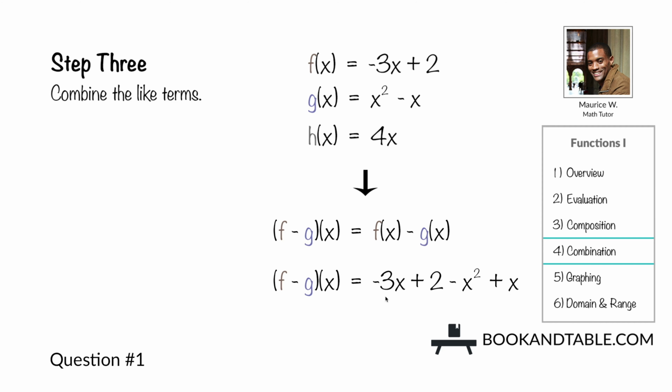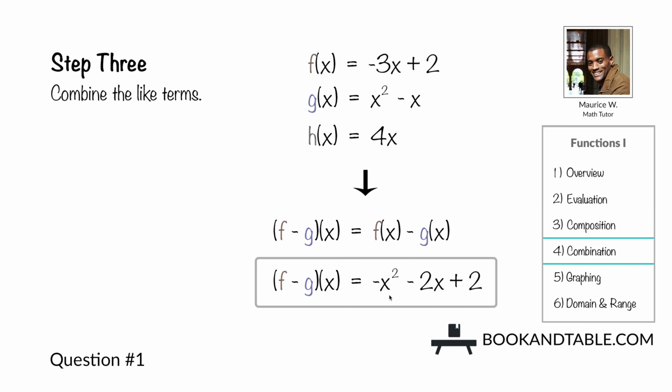And now that we've distributed the negative 1, we can combine the like terms, positive x and negative 3x, to give us negative 2x. So the final answer to question number 1 is f minus g of x is equal to negative x squared minus 2x plus 2. And that is the answer to question number 1.